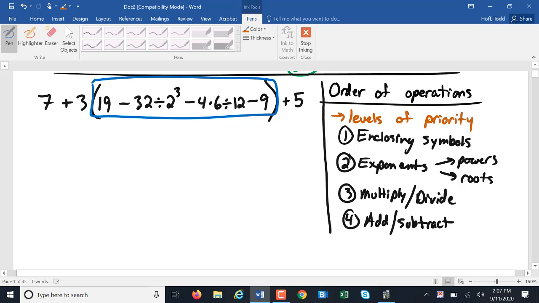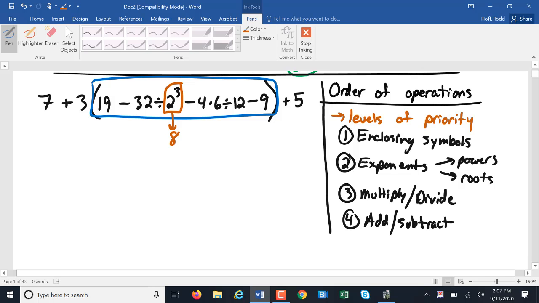Now inside there, order of operations still applies. So we look for more enclosing symbols. There aren't any more. Then we go down to exponents. And I guess there's one in there, the 2 to the power of 3. Now we haven't really talked about exponents yet, but that's just 2 times 2 times 2, which is 8. There we go. So I replace that 2 to the 3rd power with an 8.